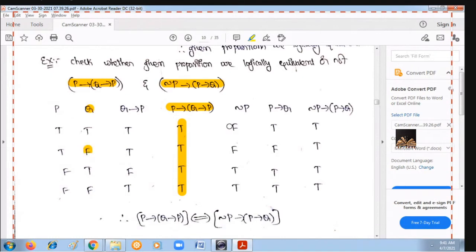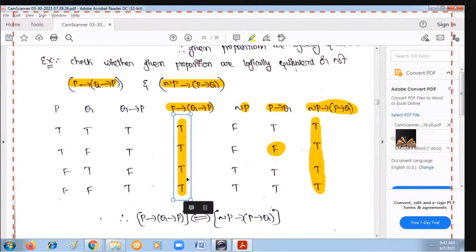Whenever only the conclusion is false, in that case the result is false. In all other cases it is true only. Now negation P implies Q. This is your hypothesis. This is your conclusion. Whenever only the conclusion is false, then the result is false. But here both conclusion and hypothesis are false, so the result will be true only. Okay? So this is the resultant column for the second compound proposition.